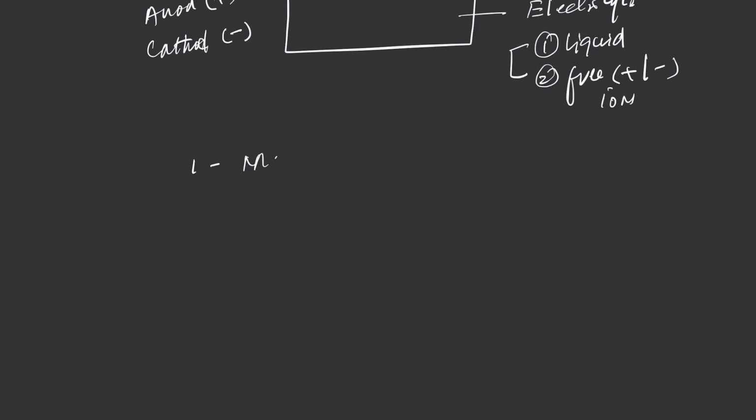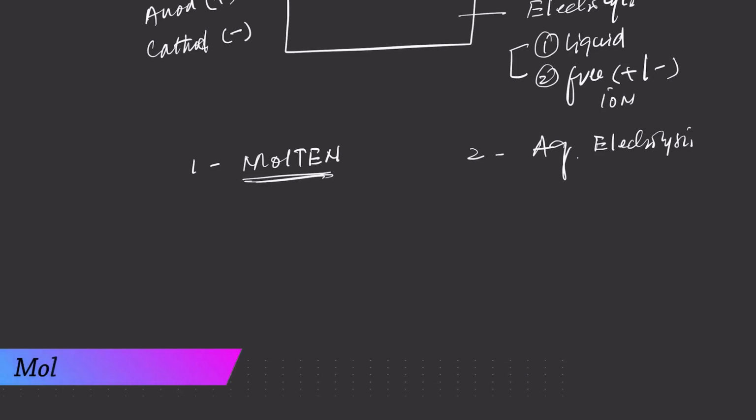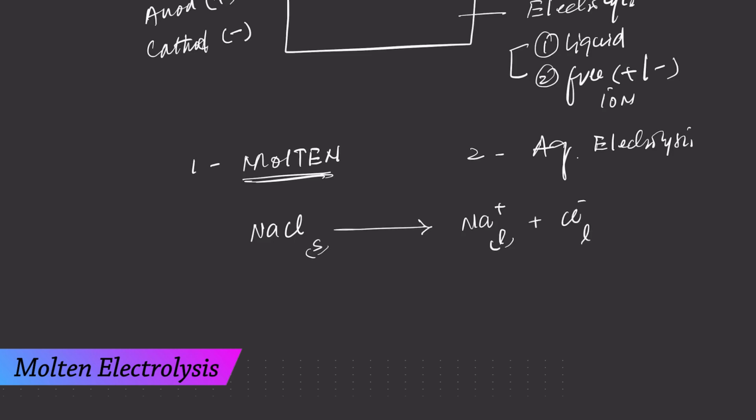There are two types of electrolysis. Number one, molten electrolysis, and number two, aqueous electrolysis. Now come towards the molten electrolysis. As the word indicates, molten means melted electrolyte. For example, when sodium chloride, an ionic solid, is heated, it melts down and makes sodium positive liquid ions and Cl negative liquid ions in the container.